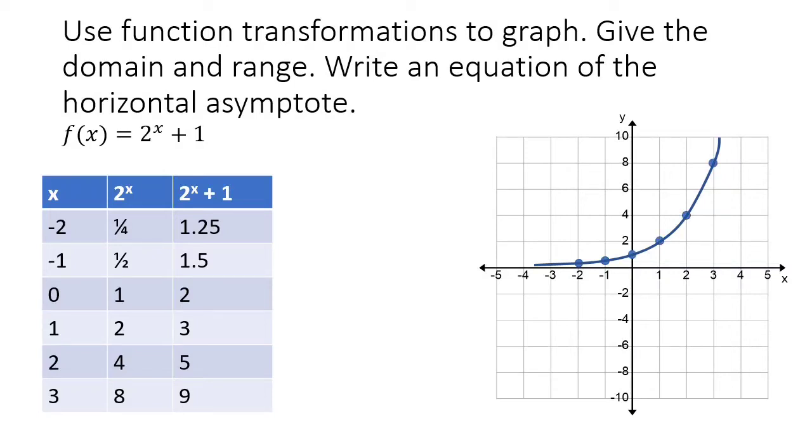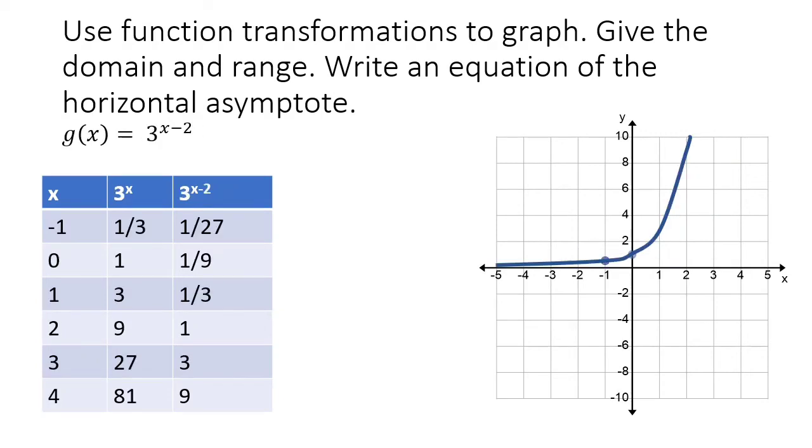So that's the original. And there's your shift up 1. Now you'll notice that our new horizontal asymptote is at y equals 1 because the shift was up 1. Here we have 3 to the x minus 2. Now here we have a horizontal shift.